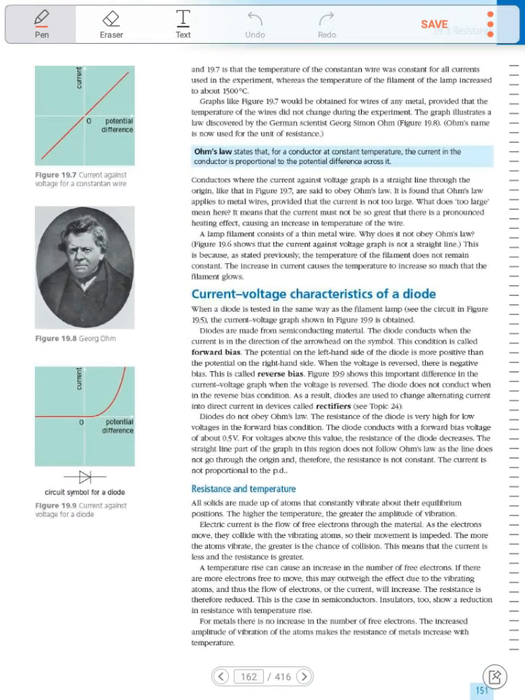Now, here we have an ohmic resistor. Ohm's law states that for a conductor at constant temperature, the current in the conductor is proportional to the potential difference across it. Here we have the diode.